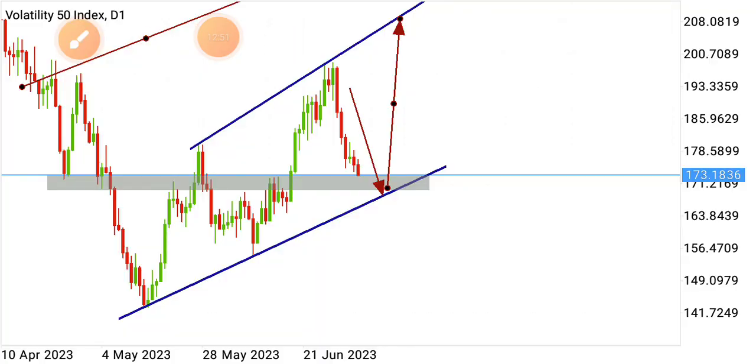So in the next few days, we'll be expecting the market to go bullish. In the next few days, the Volatility 50 index will be bullish, targeting the resistive trend line up there. So guys, that's what I would want you to practice and be monitoring this setup. Just monitor this setup and enter the market once there's a confirmation.